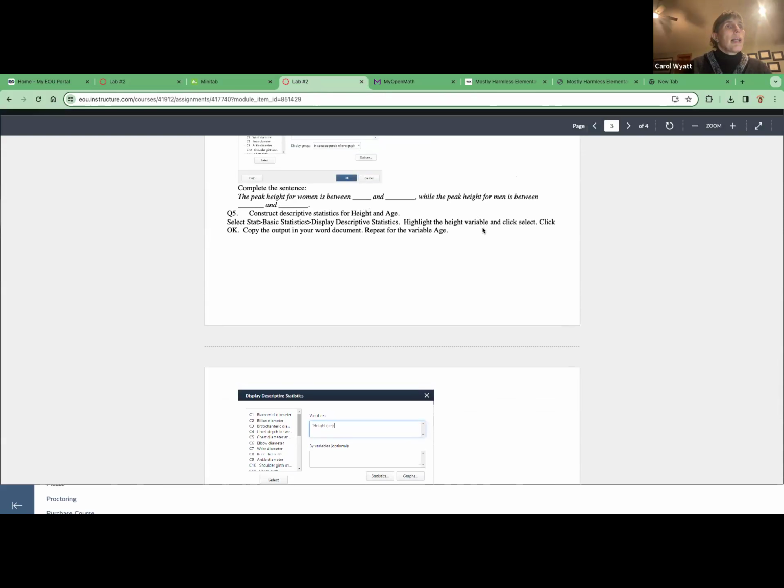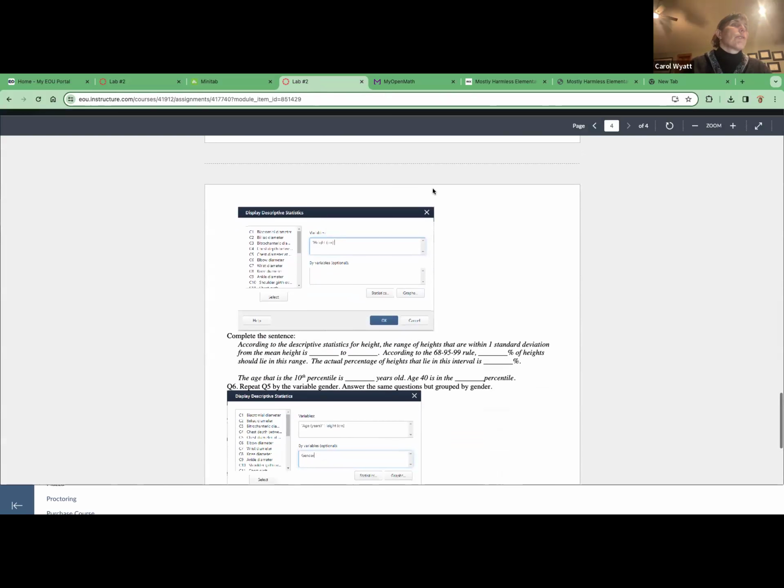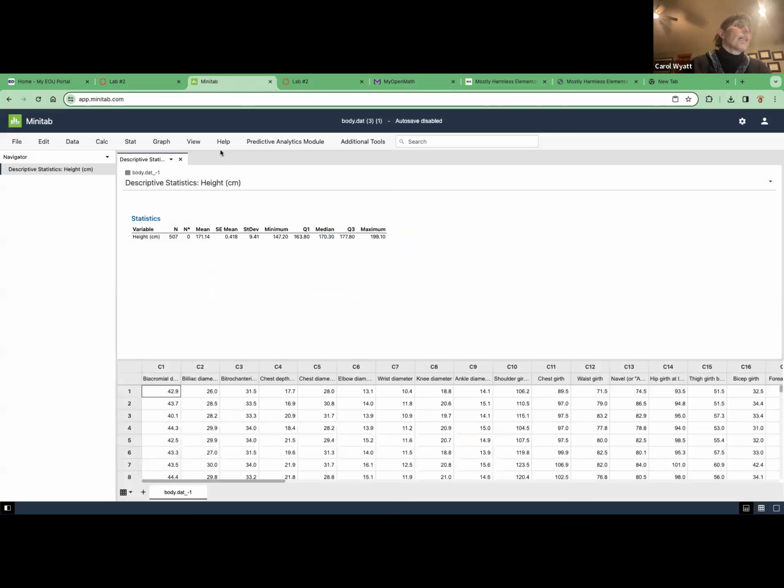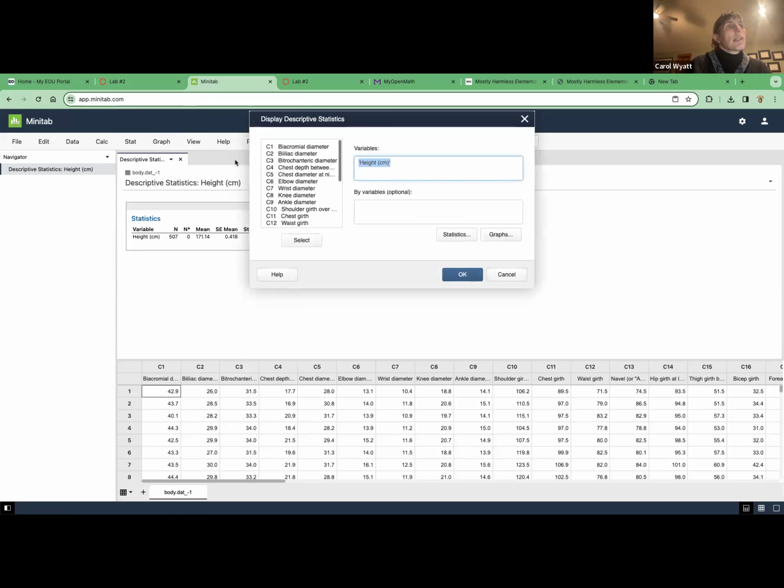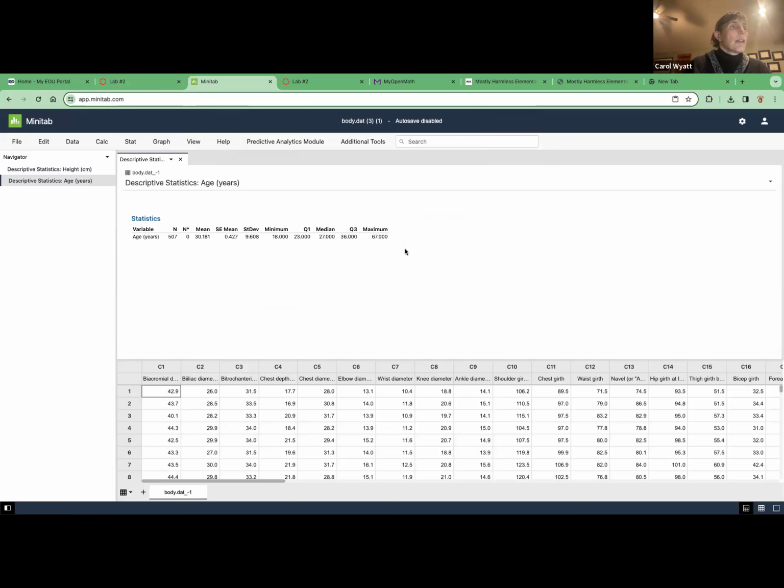It says display descriptors, highlight height variable, click select, click OK. I'll put that into your Word document and then repeat for age. So we're going to have 2 different tables for age and height. I would copy this graph if I just hover here, click here, copy, put in my Word document. Do it again, stats, basic statistics. We're going to do the same for age, and hit OK. And then we get these right here.